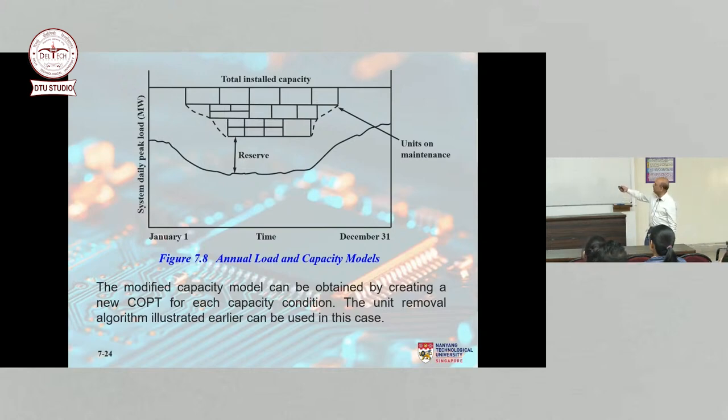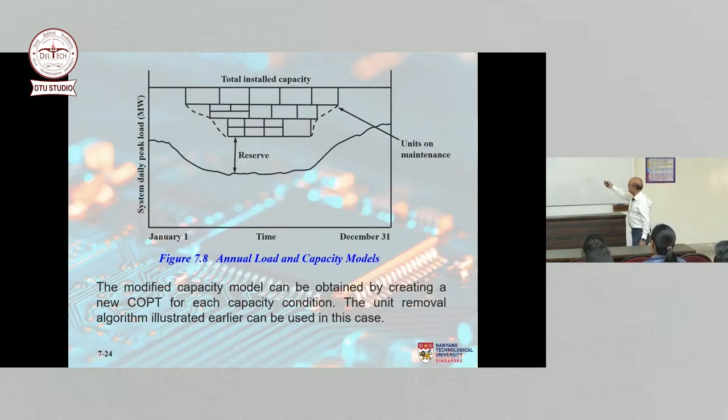Why? Because this is a winter peaking system, isn't it? This is January, this is December. So where is the peak? The peak is in December and January, right? So it's a winter peaking system. That means you will tend to maintain the generators during the low load periods. And that's exactly what you're doing. Most of the maintenance is during the low load, not during the high load, right? That can be catastrophic. You wouldn't want to do that, okay?